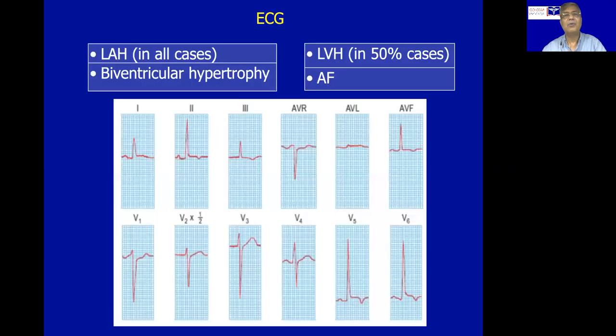What are the important investigations? An ECG is an important investigation which should be done, and the ECG reveals left atrial hypertrophy in most cases. So there are peaked P waves seen, especially in lead 2. There is evidence of biventricular hypertrophy, which you can see in lead V1 and in leads V5, V6. LVH is seen in about 50% of the cases, and atrial fibrillation may also be seen in the ECG.